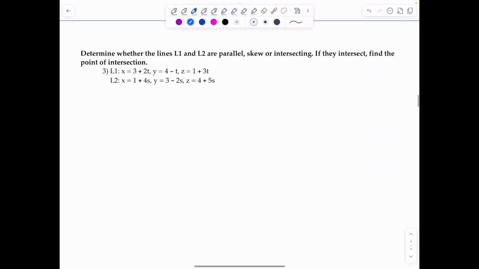Okay, determine whether the lines L1 and L2 are parallel, skew, or intersecting. If they intersect, find the point of intersection. So first, let's address whether or not they're parallel. What's the direction vector for line 1? It has components 2, -1, 3. I'm just looking at the coefficients here. And then what's the direction vector for line 2? It has components 4, -2, 5. So notice these direction vectors are not scalar multiples of one another. So therefore, the lines are not parallel.